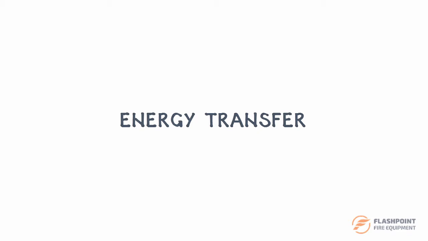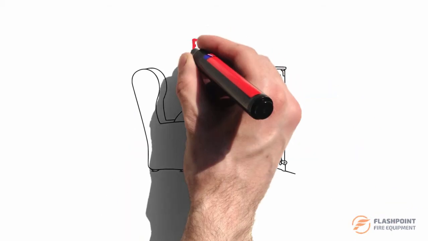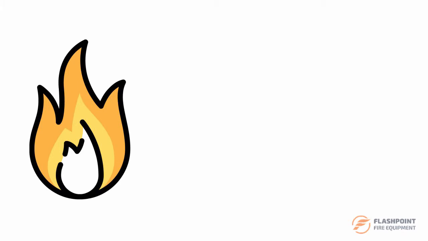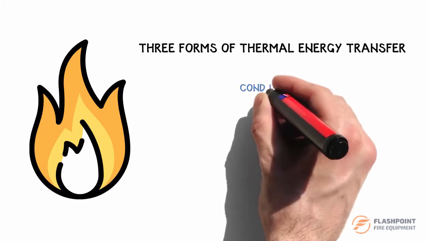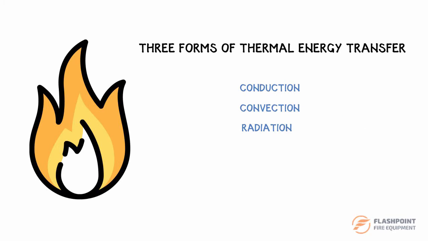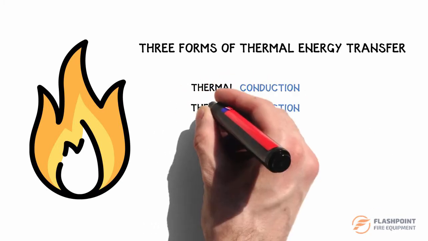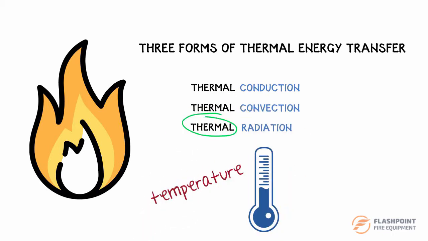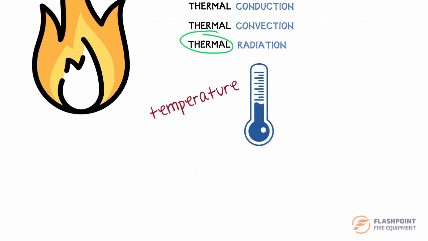There are three primary methods that thermal energy is transferred. When we observe the flames of a combustion reaction, we are actually observing all three of these forms of energy transfer: conduction, convection, and thermal radiation. I could say thermal conduction, thermal convection, and thermal radiation, since the word thermal is used to describe the aspect of temperature that exists in all three cases and is sometimes implied.